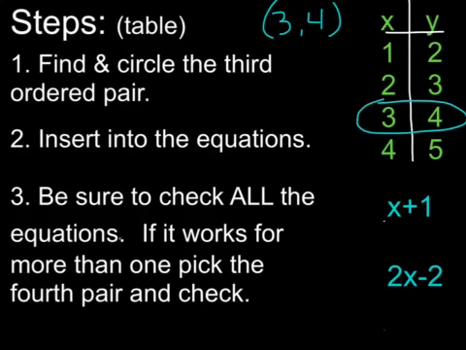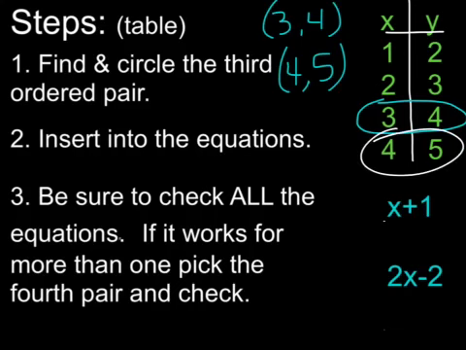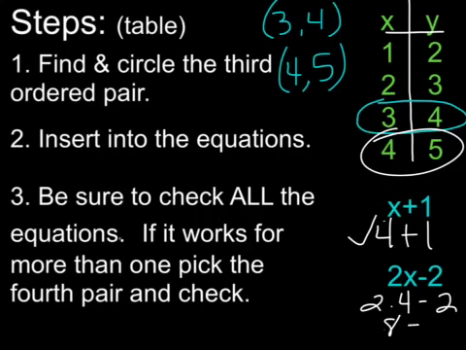So I'm going to take (4, 5) and we're going to see which one works. Does 4 plus 1 equal 5? Yes, it does. So this one still works. Let's see about the next one. 2 times 4 minus 2. Well, 2 times 4 is 8, and 8 minus 2 is 6. Does it work for that one? No. Now, they do like to do this sometimes on our test, so make sure that you check every single equation when you're using that third ordered pair, because if you don't, you might fall into the trap that just happened this time.